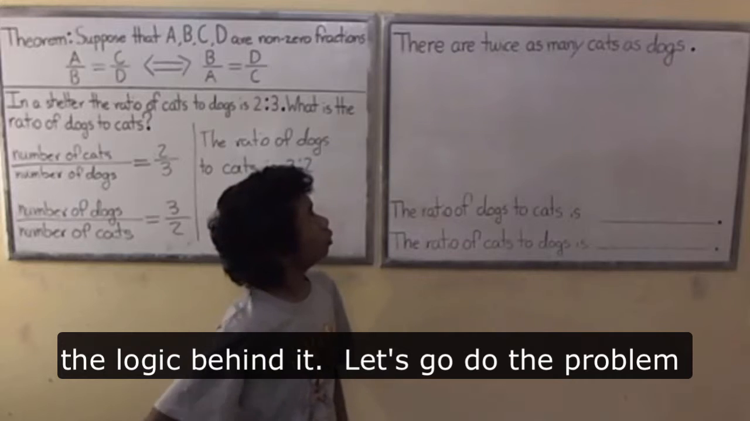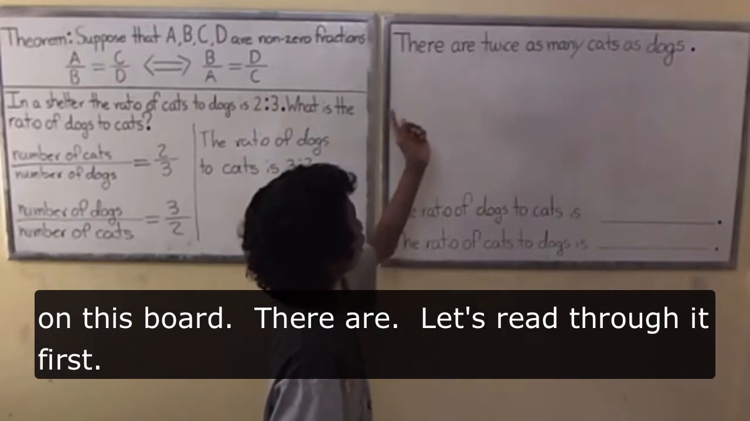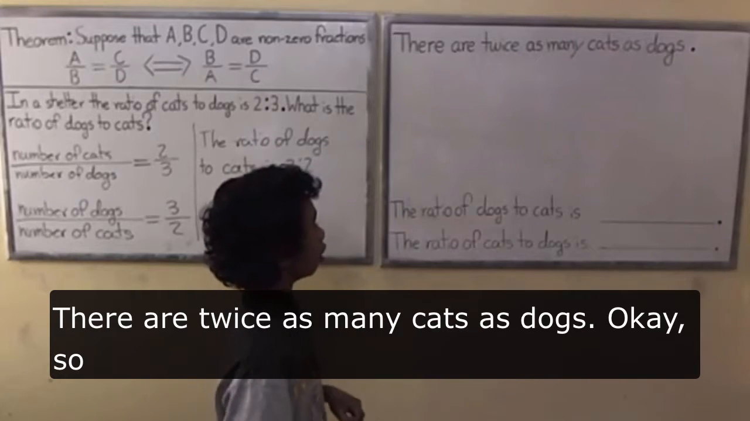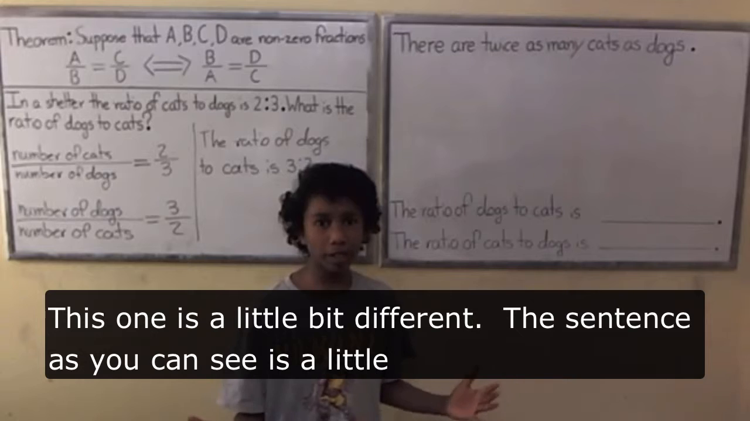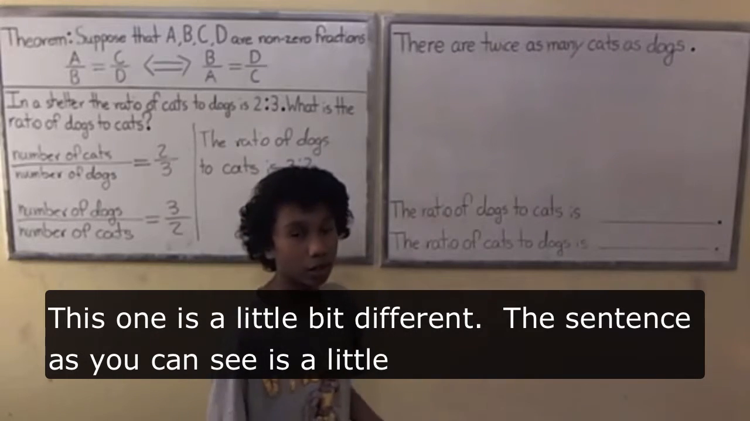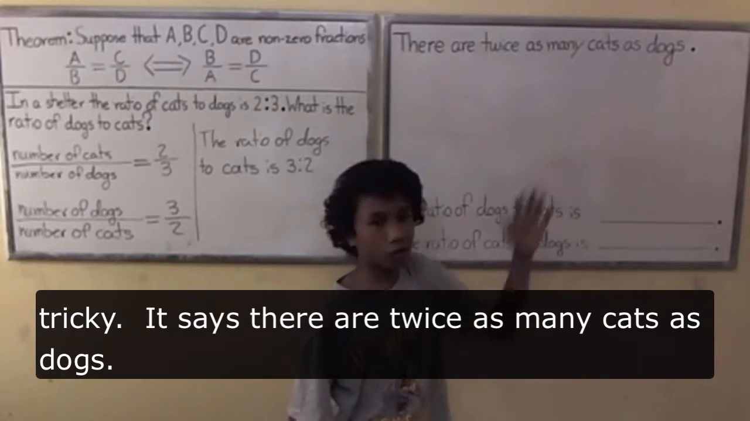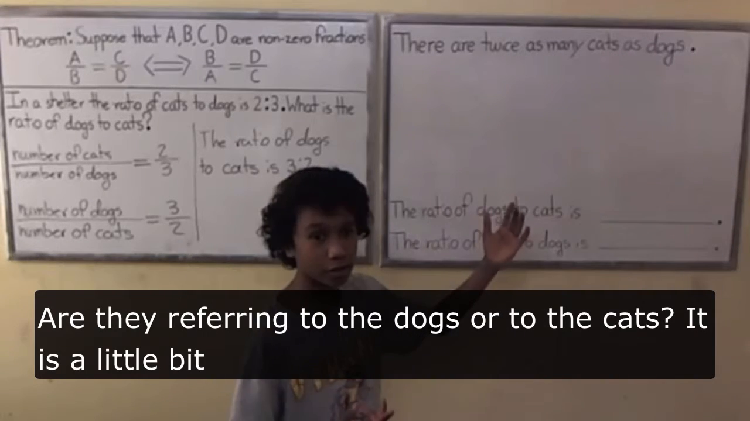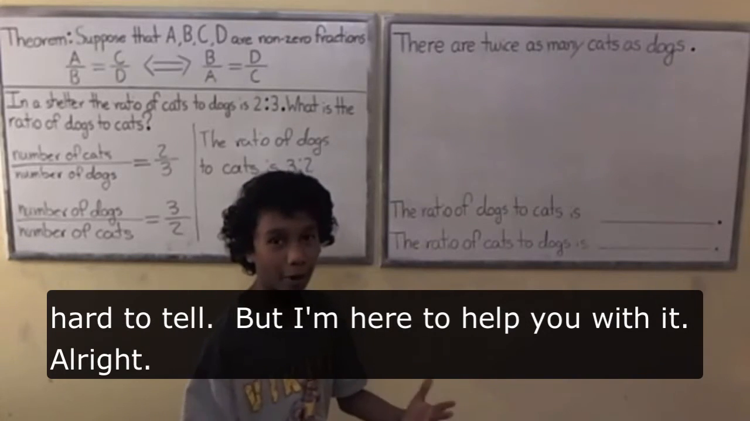Let's go do the problem on this board. Let's read through it first. There are twice as many cats as dogs. Okay, so this one is a little bit different. The sentence, you can see, is a little bit tricky. It says there are twice as many cats as dogs. Are they referring to the dogs or to the cats? It's a little bit hard to tell, but I'm here to help you with it.